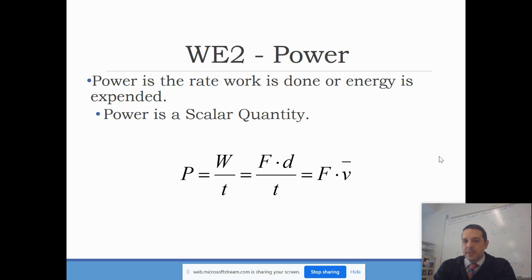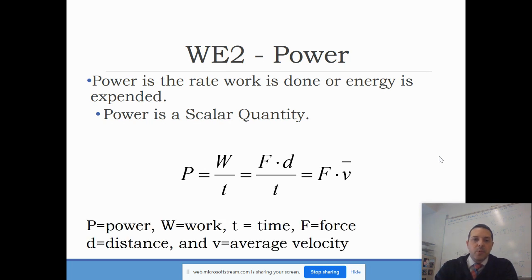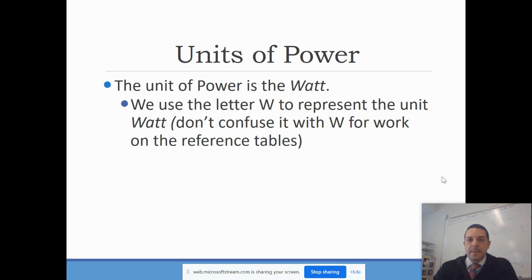Since work is equal to force times displacement, we could also look at power as being force times displacement divided by time. And another way to look at power, finally, is the force being applied to an object times the velocity of the object will also give you the power rating of the object. So there are a few different ways to calculate power. We have P for power, W for work, T for time, F for force, D for distance or displacement, and V for velocity.